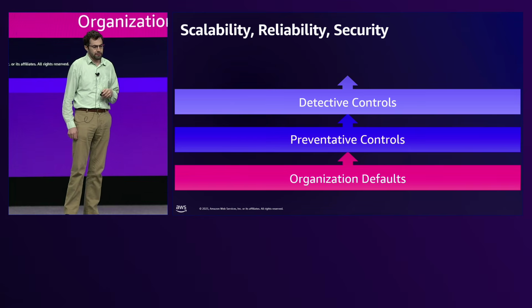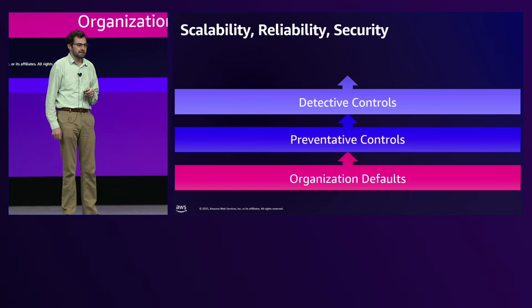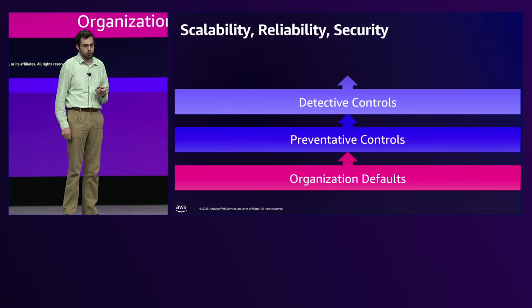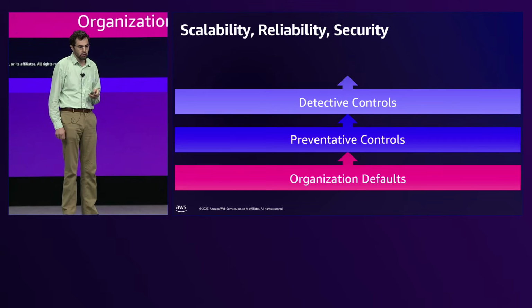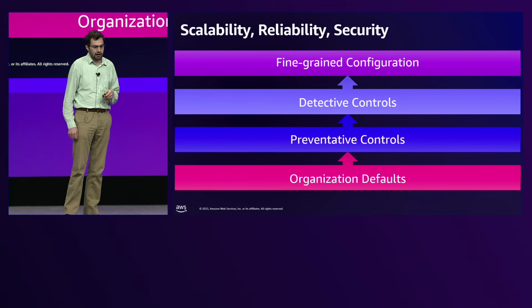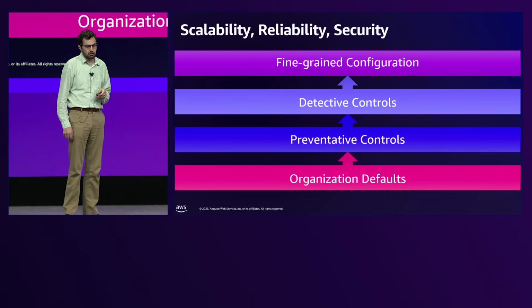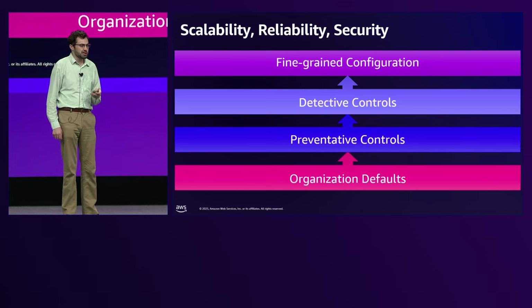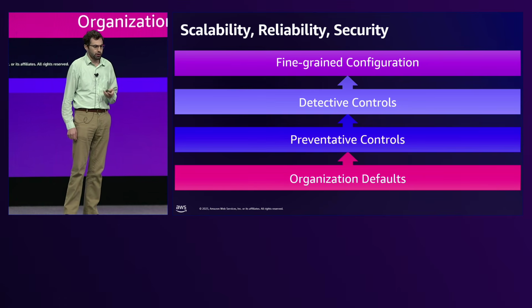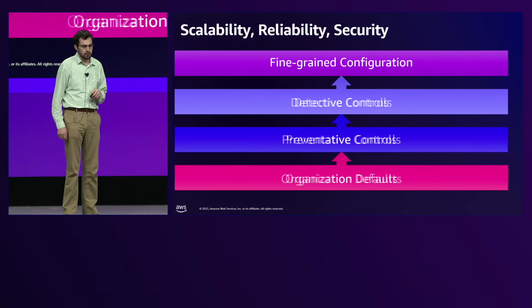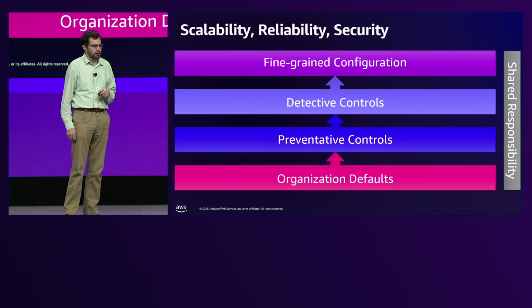And then above that, we have a set of detective controls. This consists of a series of first and third-party services, as well as custom tooling. And then finally, we have that fine-grained configuration. You can think of this as things like IAM principal and resource-based policies and security groups. All of this forms a shared responsibility model.